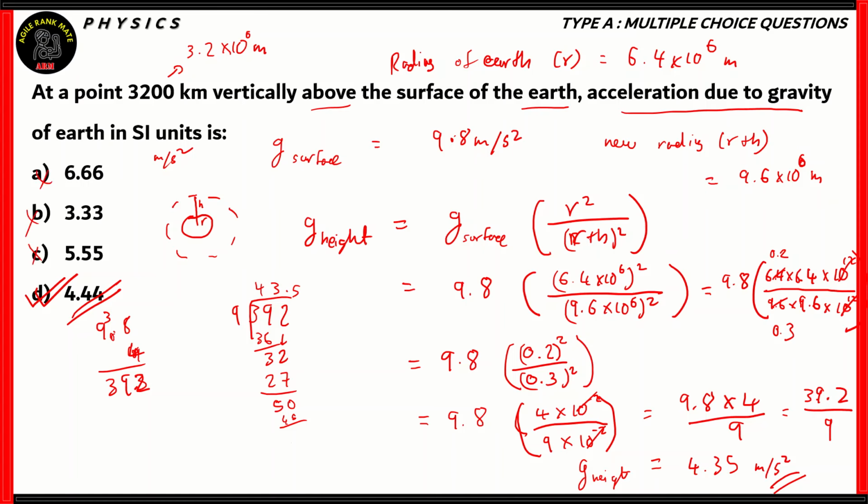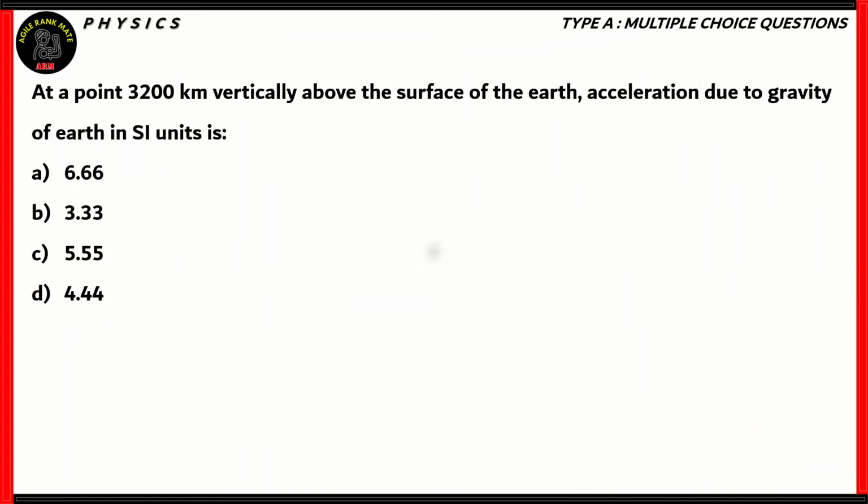So when we divide 39.2 by 9, we just need to get 4 to understand that option D is correct. So you can stop the division after the first step itself when you get 4. Then you would know that all the other options are incorrect, and option D would be the right answer. So at a point 3,200 kilometers vertically above the surface of the Earth, the acceleration due to gravity of the Earth in SI units is 4.44 meters per second squared.